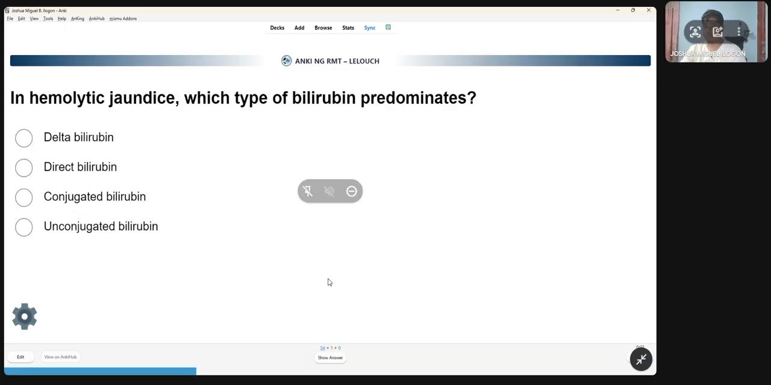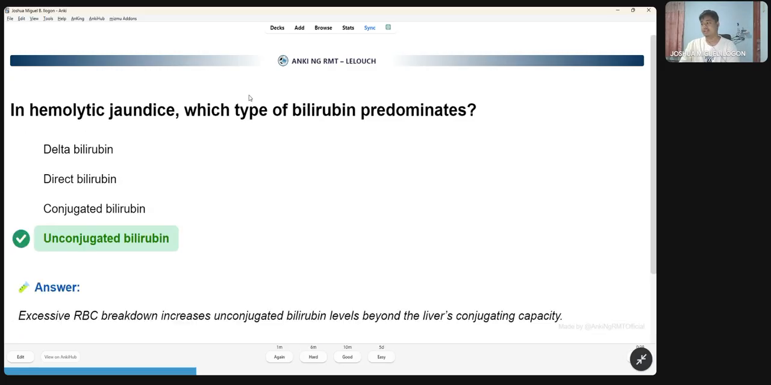heme. In hemolytic jaundice, which type is it? I'm going to guess unconjugated. It's hemolysis, so it's still bound to albumin at this point. So let's go for unconjugated.